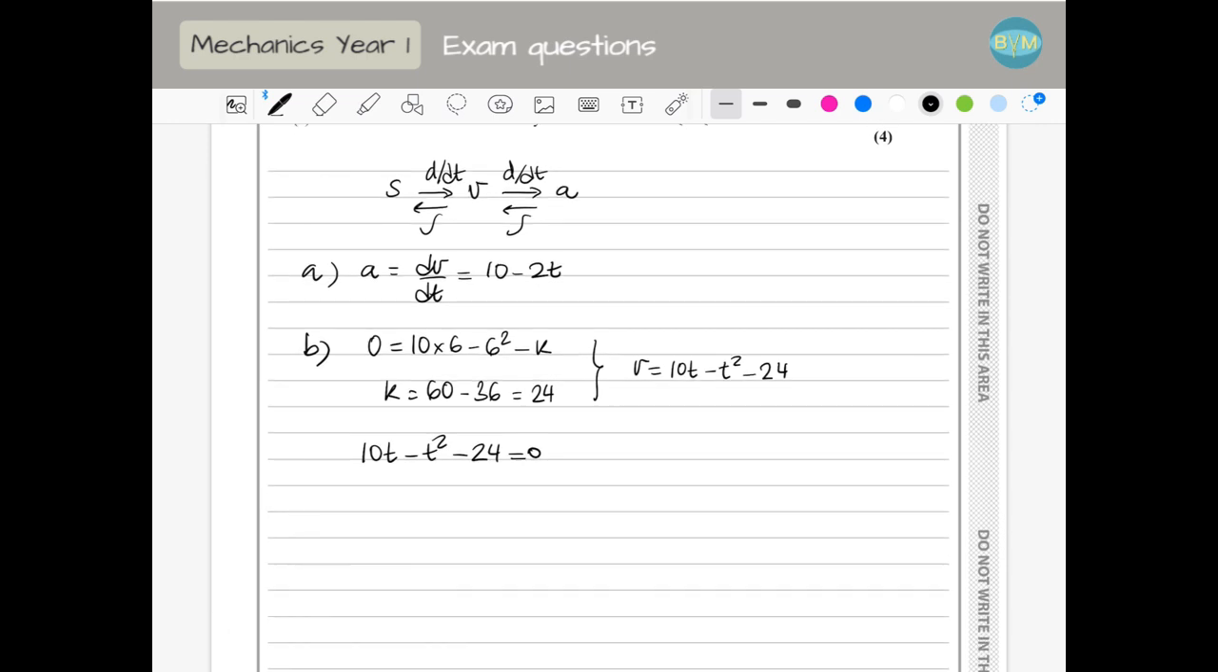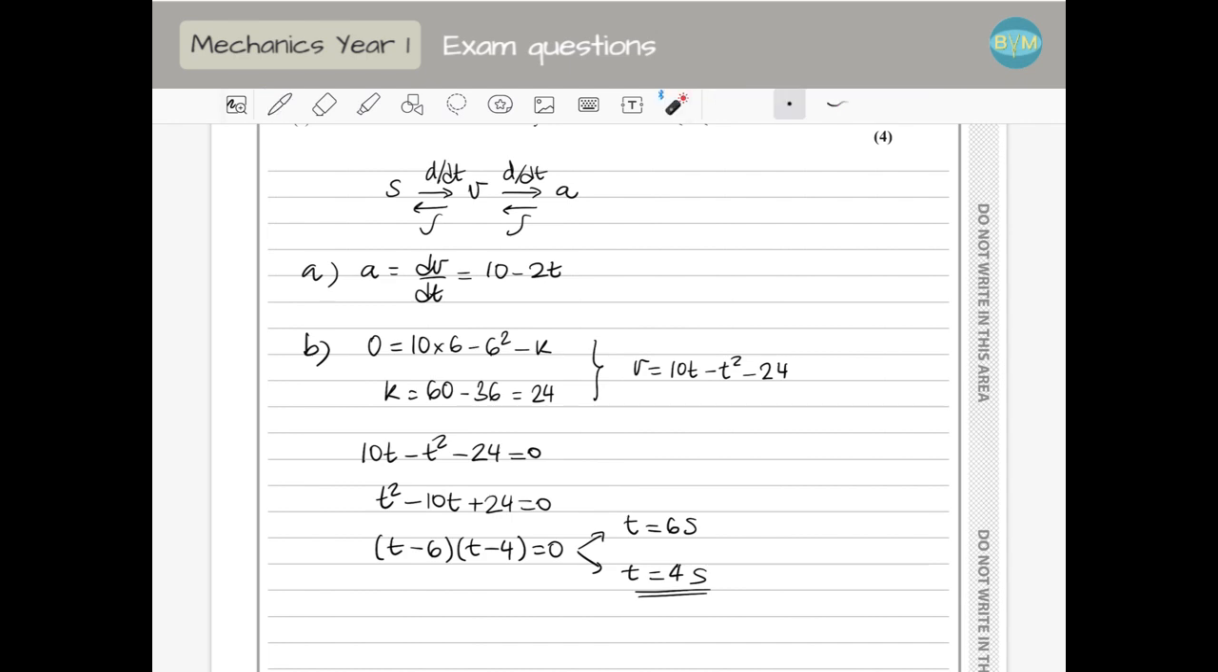I'm going to rearrange in a way that is easier for you to see. So t squared minus 10t plus 24 equals 0. If we factorize, we have 6 and 4, no? So t minus 6, t minus 4 equals 0, which means t is 6, that we already knew, and this is the other value that they are asking us for, 4 seconds. So the particle is at rest when t is 6 and when t is 4.